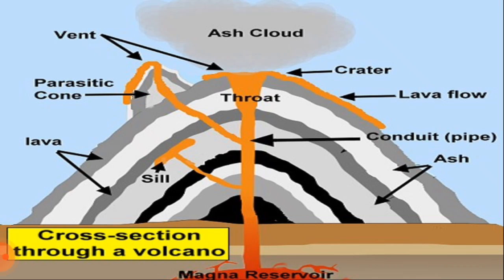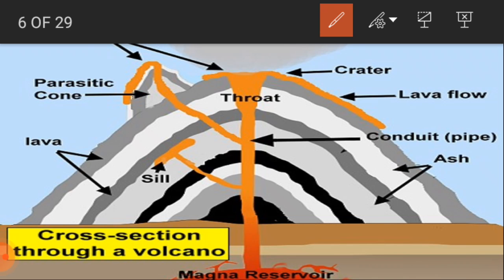This is a cross section through a volcano. This is how a volcano looks like from inside. Down we can see magma reservoir where magma is there. Next there is a sill, then lava. This is a sill, then this is a lava, then this is parasitic cone which we can see came outside.